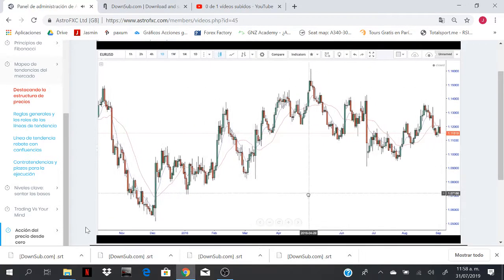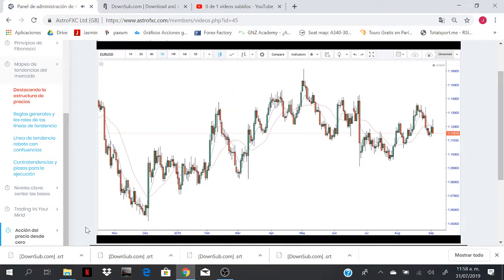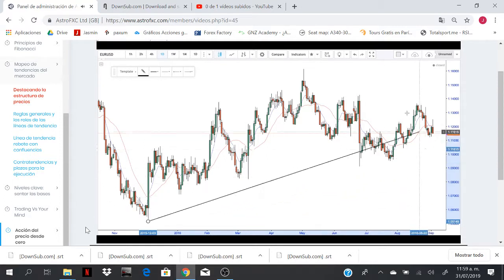So when we're drawing trend lines, we just want the trend line tool, and we're going from wick to wick, so let's say a significant low. And once we've put the trend line on there, as you can see, we can drag it along and around.